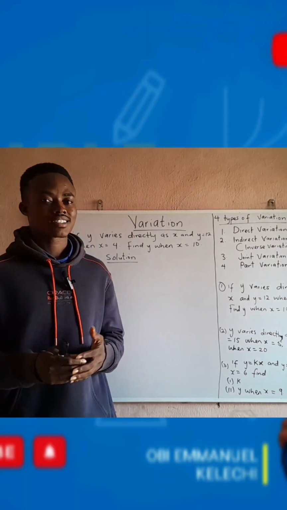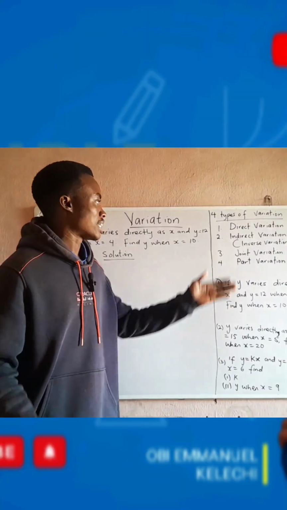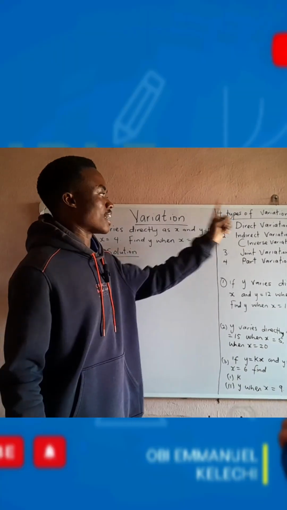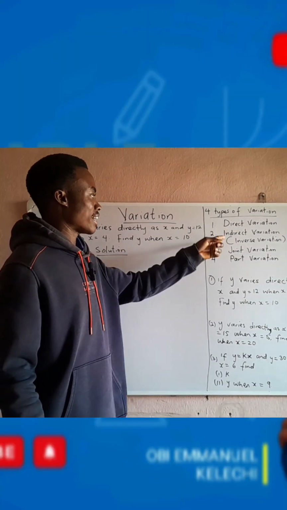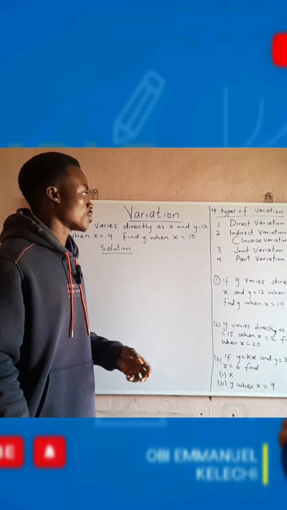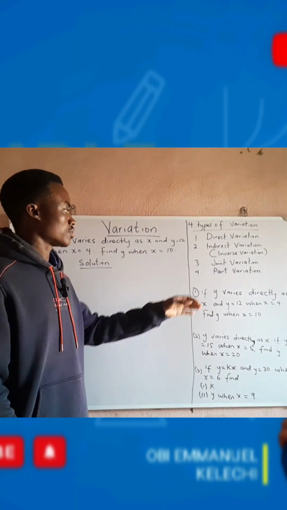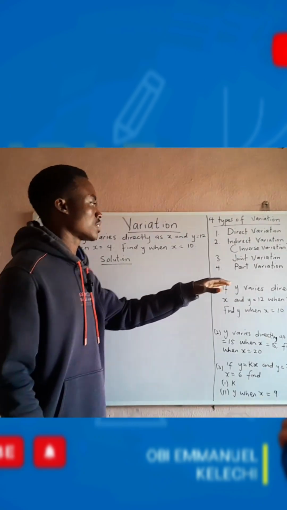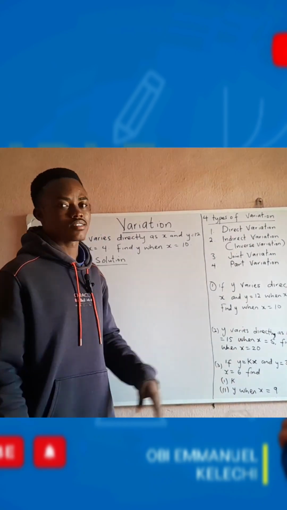There are four types of variation which I listed here. There is the direct variation, there is the indirect variation, which is another word for inverse variation. There is also joint variation, and there is also part variation.